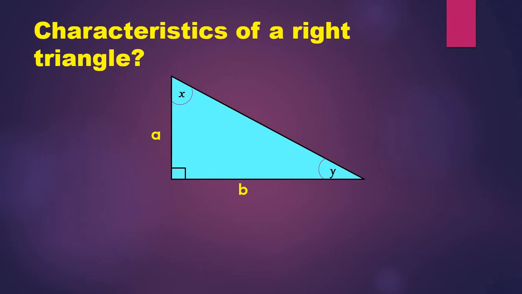Okay, let's remind ourselves what we already know about right triangles before moving to the theory. First, can you name the longest side, which is opposite to the right angle? And next, what is the total value of x and y angles? Pause the video and give the answer.